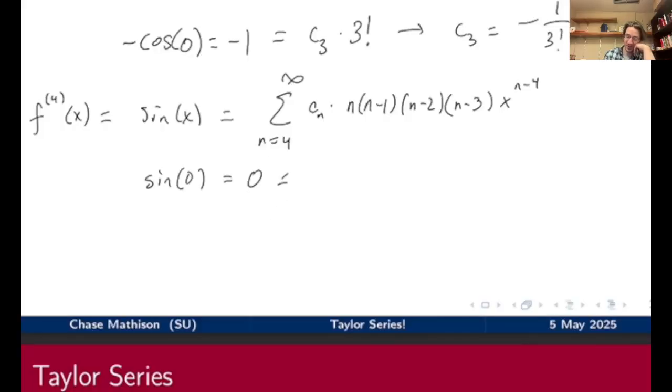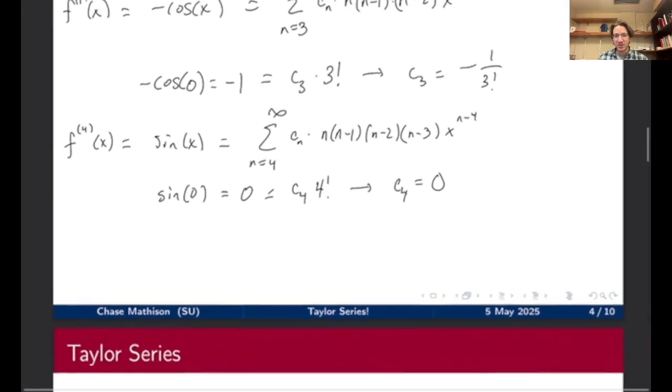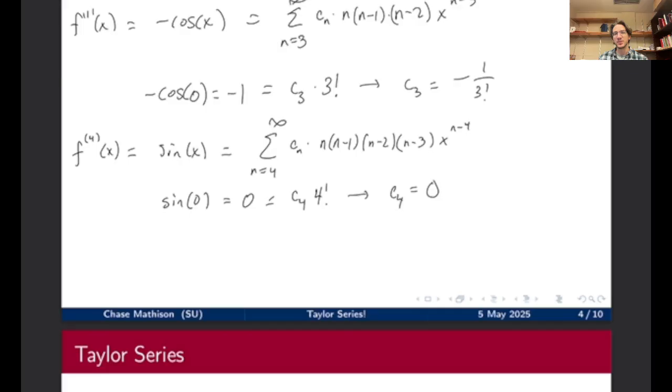Sine of 0 is 0. And then on the right-hand side, again, the whole reason I'm plugging in the center is because everything except for the first term, the constant term, goes away. That's the n equals 4 term, just the starting index here. So I get C4 times 3 times 2 times 1, which is 4 factorial, which tells me C4 is 0, technically, over 4 factorial. And notice, we're back to the original sine of x, right? We're back to that original function that we started with.